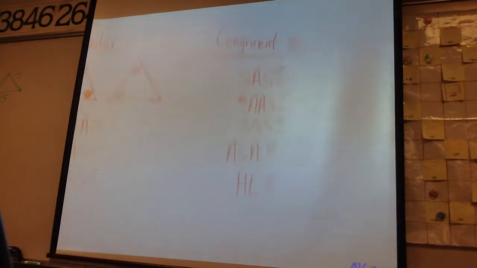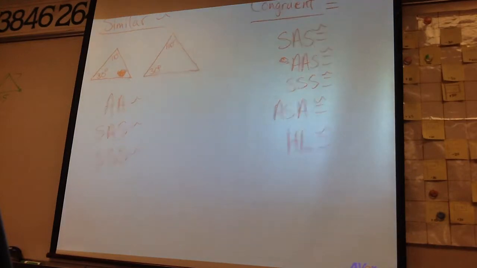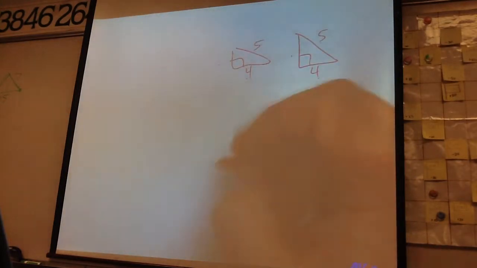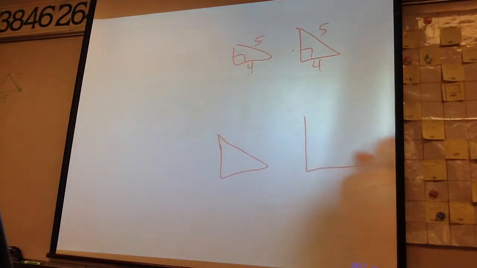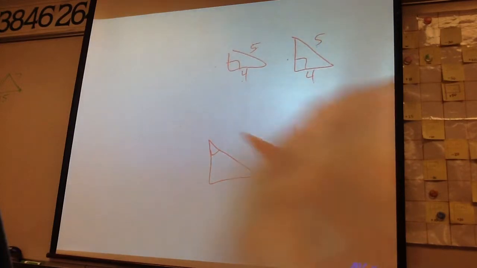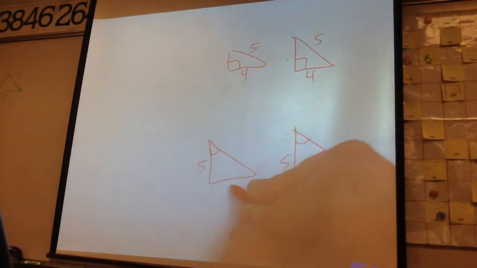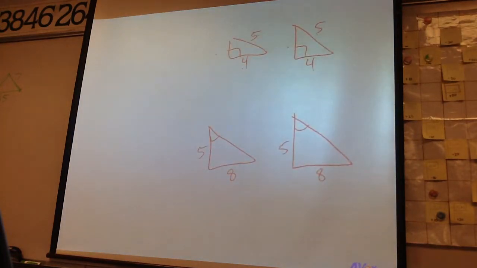There's one that doesn't work, and it's really easy to remember that it doesn't work. Are these triangles congruent? These angles are the same. This side is 5, and this side is 8. You're laughing, good, so there's a little bit of memory there. We don't have enough info, right? You don't have enough info.